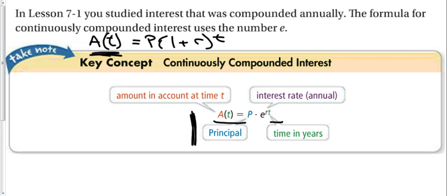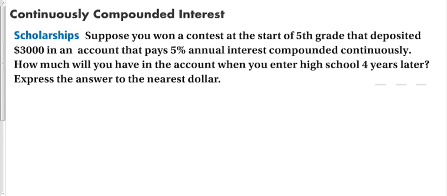So let's see how this function can work. So here's our word problem. At the start of 5th grade, you deposited $3,000 in your account at 5% interest, compounded continuously. That's the important word. If you see compounded annually, then you have to use the other function, the old one from 7-1. If you see compounded continuously, this is a function of e.